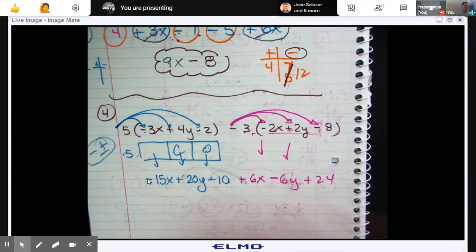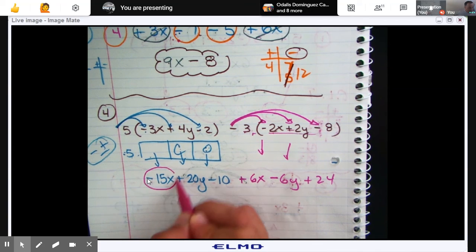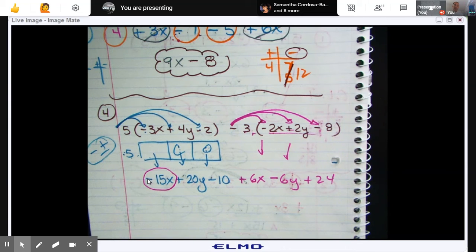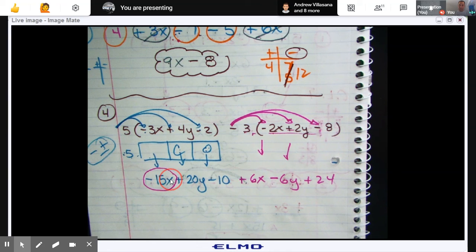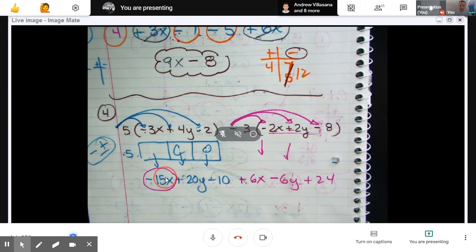See how now it's a longer expression? Now what we have to do is combine like terms. So which one am I going to combine? The negative 15x with what? What other x?